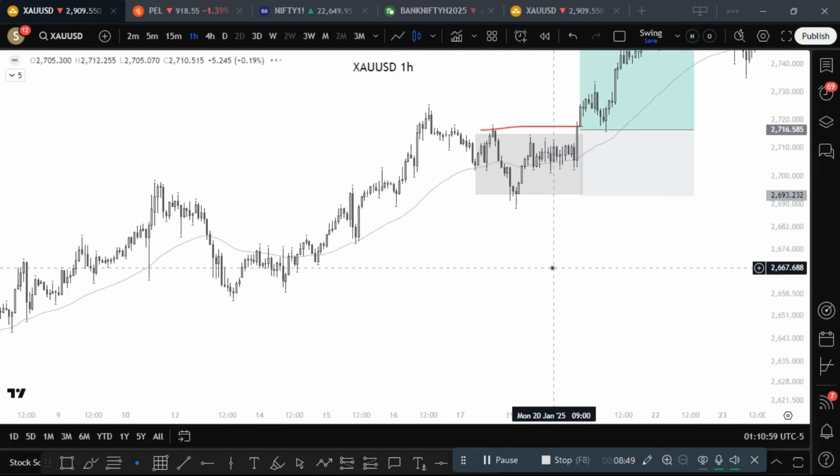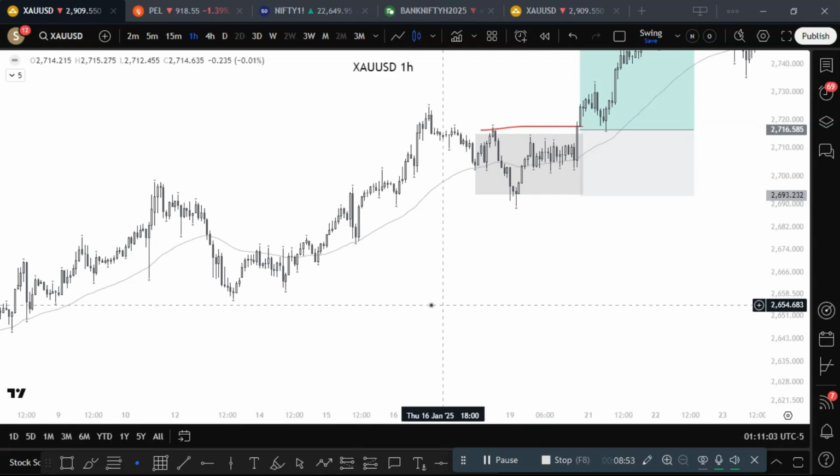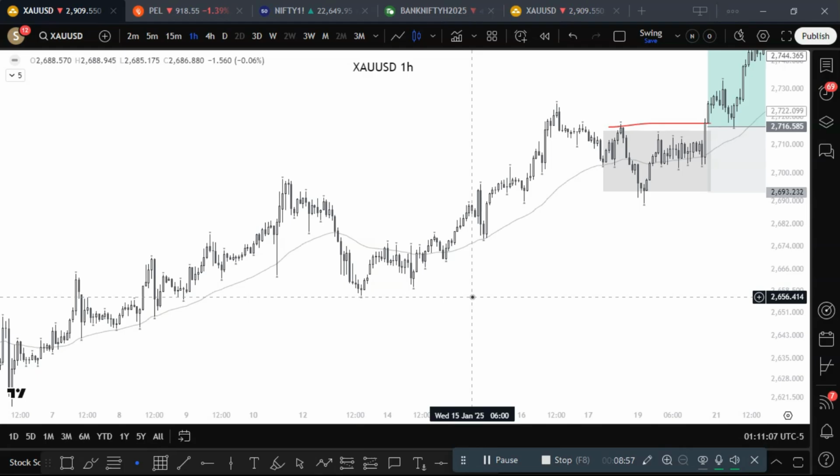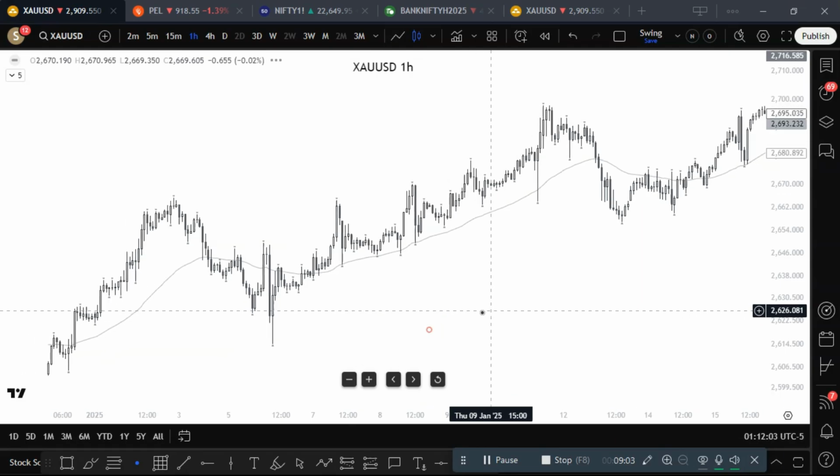I hope you are getting the clarity. It is a simple strategy. You don't need to use any kind of logics and variables. Don't add anything into this. Simply you need 3 things: your stages and your moving average. Let's see some more examples guys.